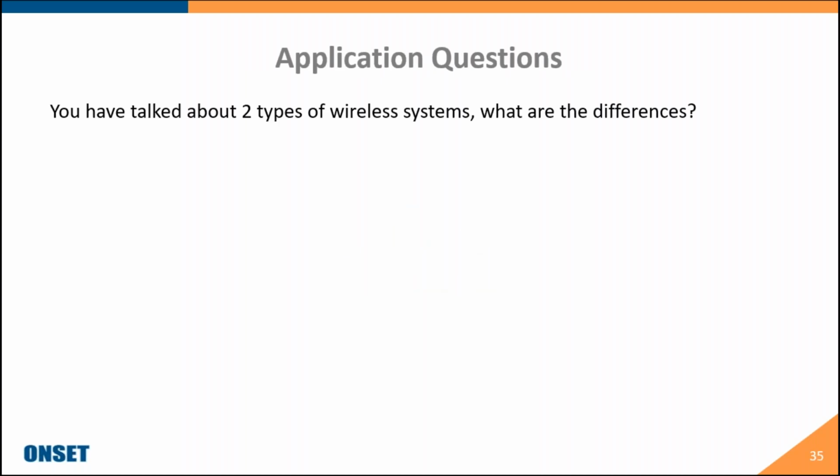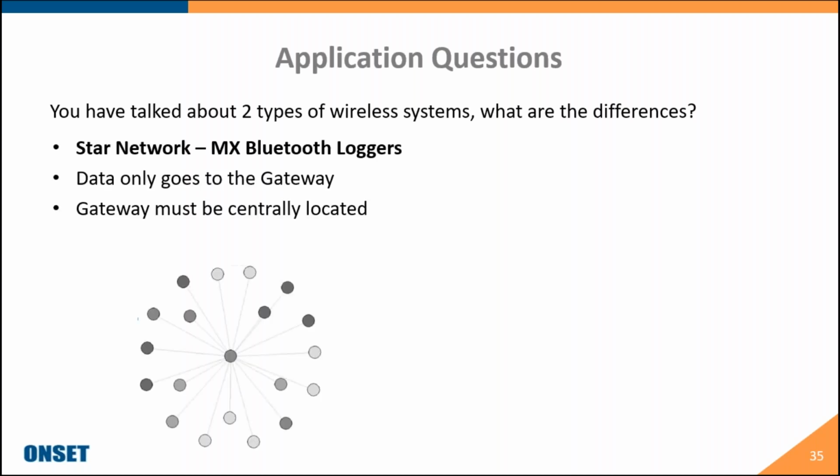So we did have a question about the difference between our Bluetooth system as well as our RX remote monitoring station and the HOBOnet wireless sensors. Our Bluetooth systems use what we call a star network. So essentially, it's a Bluetooth data logger where all the information gets sent back to one gateway. With this type of setup, the gateway does need to be centrally located, and any data logger within 100 feet line of sight range will be able to transmit that data back to the gateway, and in turn, the gateway pushes that information up to HOBOlink.